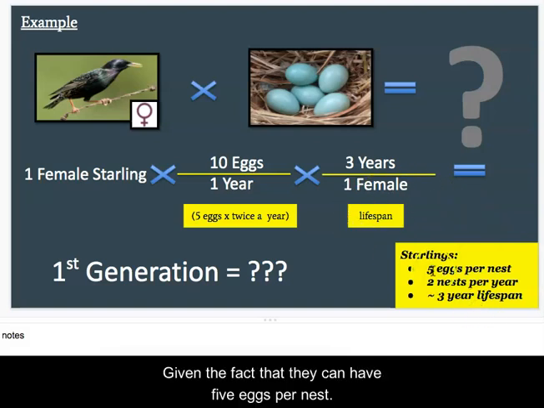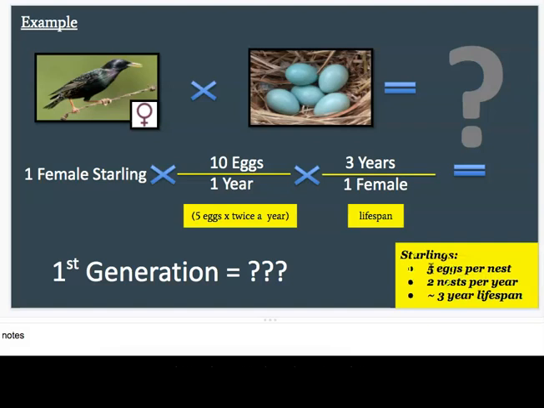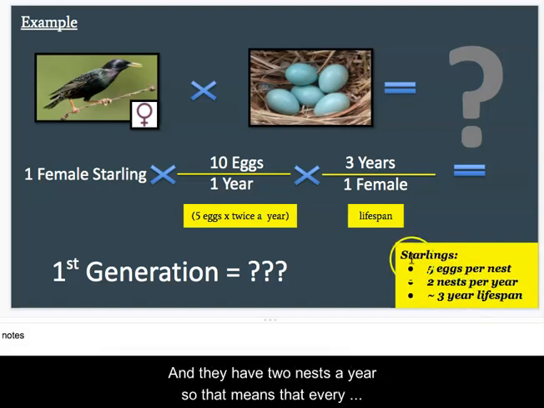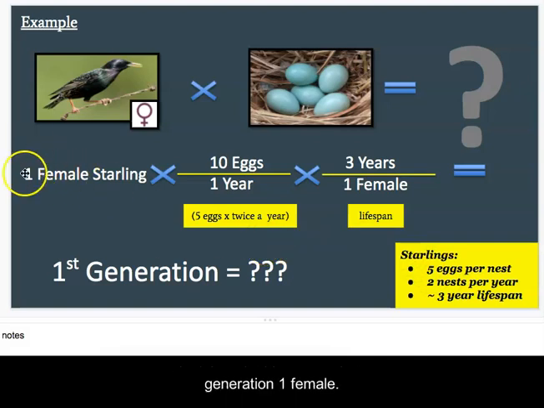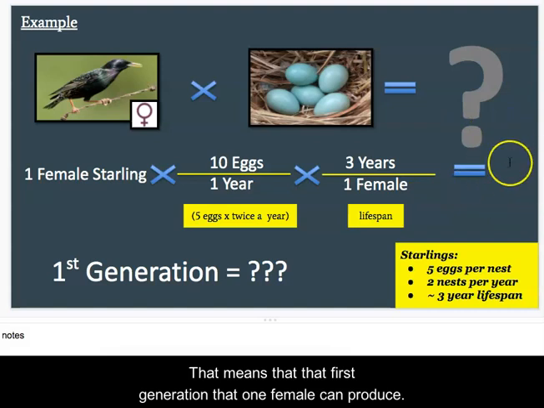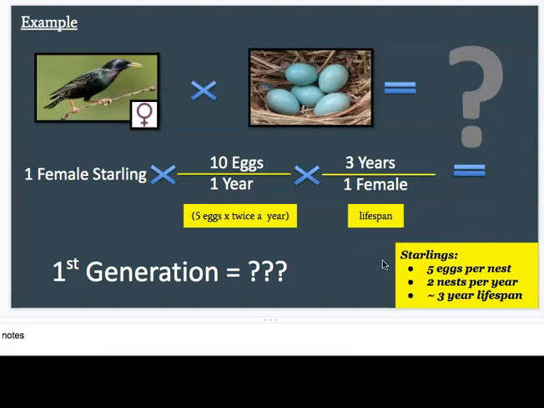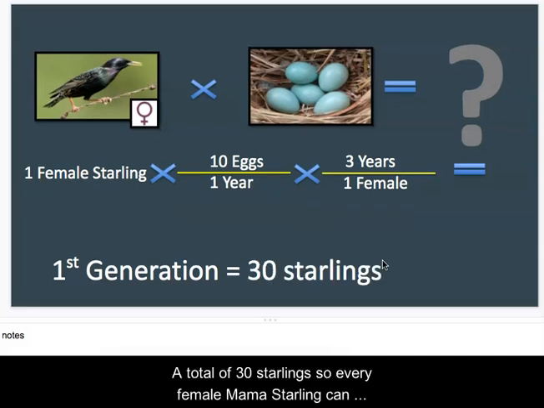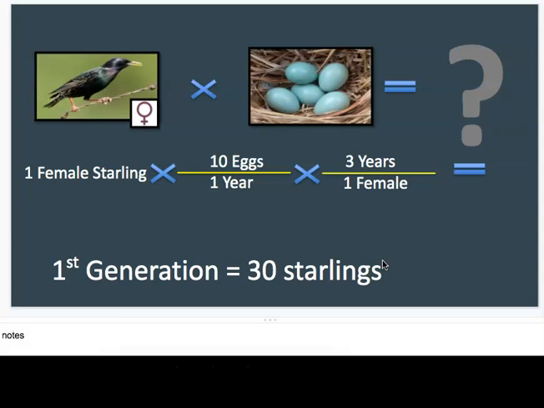given the fact that they can have 5 eggs per nest, and they have 2 nests a year. So that means every female can technically have about 10 eggs a year. And they do this across 3 years. So in that first generation, one female can lay 10 eggs a year over a 3-year period. That means that one female can produce, if we multiply it out, a total of 30 starlings. So every mama starling can have a total of 30 baby starlings in her life, at maximum, given no obstacles.